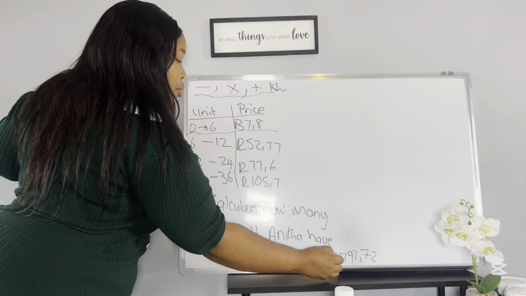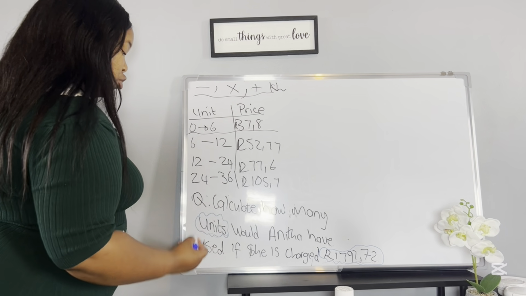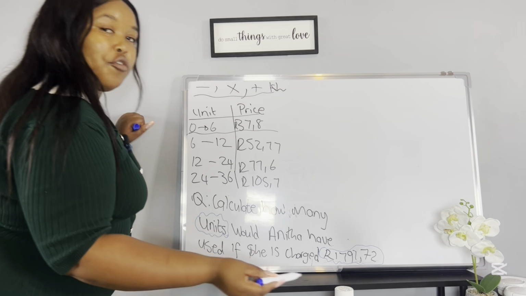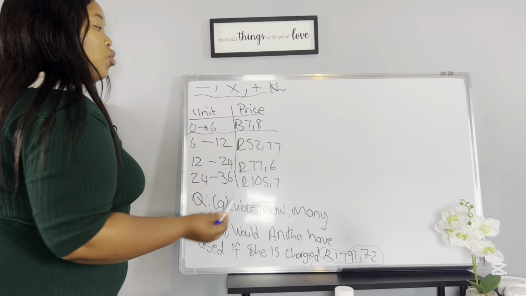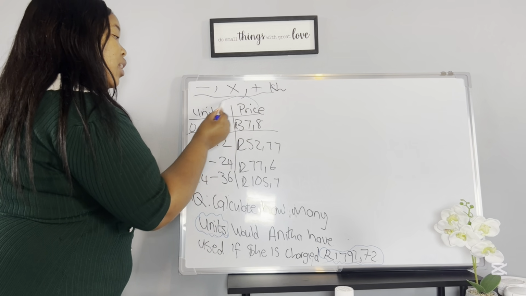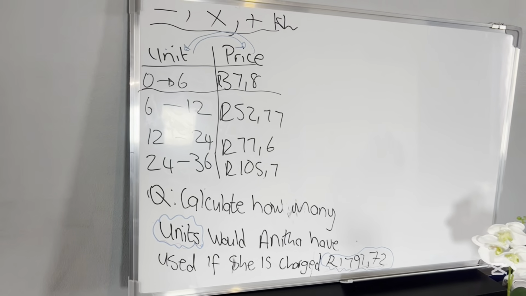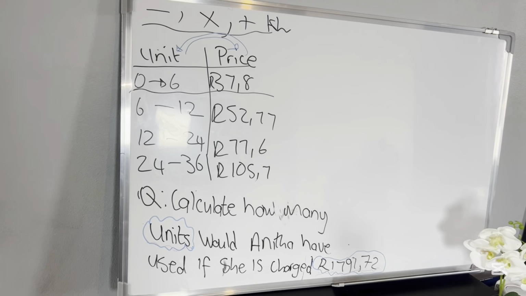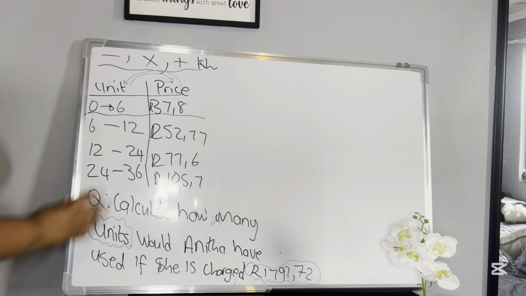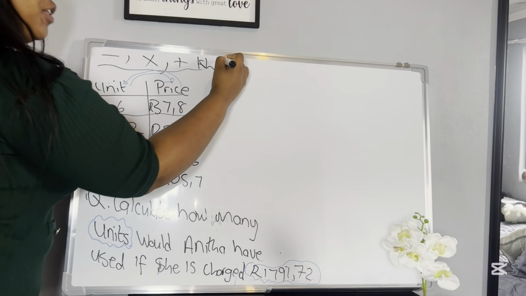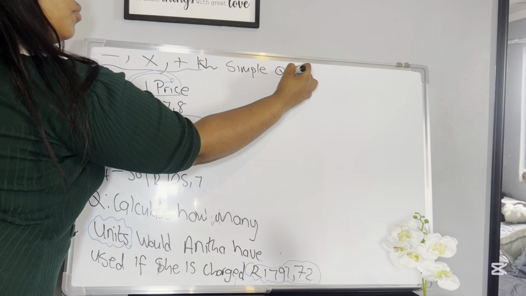Now, here you are given a price, and the question wants you to calculate the units. From the previous question, you were given units and the question was asking you to calculate a price. But this time it is vice versa. Please note that. I'm giving you time to take a screenshot or write this down. Now, the first thing you do when you are given a complex question is to first do the steps of a simple question.